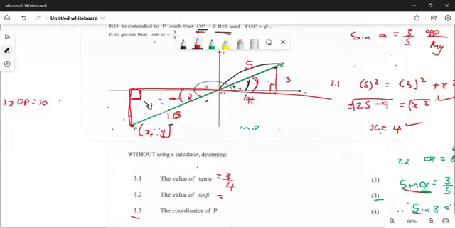Why do we say OP is going to be equal to 10? Because we get it from that one, which is twice that one. And then at the same time, let's define this thing here.